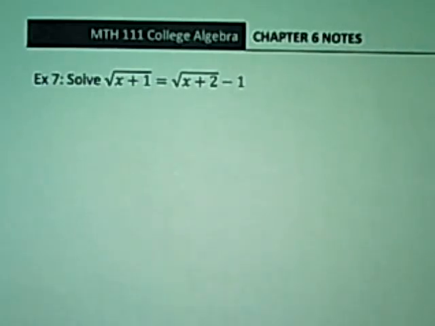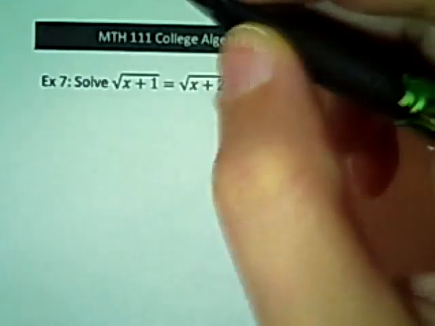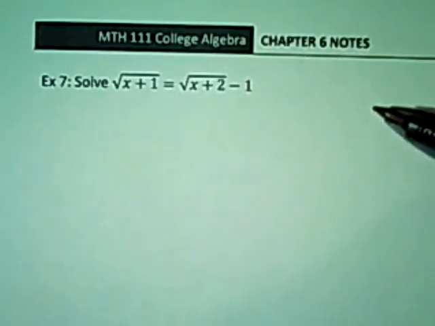Okay, so there's one more example for 6.5 that I just left off. So let's pick up here, example 7. So this is in 6.5 still. We want to start by getting rid of the square root, so we need to square both sides.